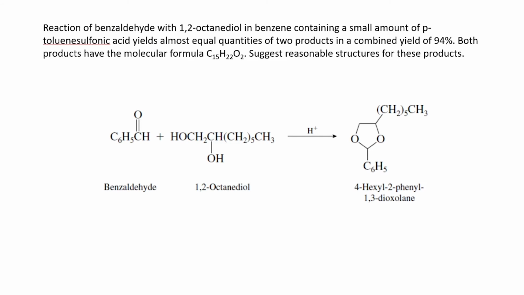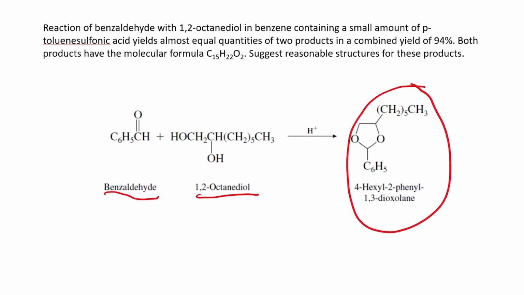So here the reaction is between benzaldehyde and 1,2-octane diol. The benzaldehyde structure is shown here and the octane diol structure is shown here, and it gives you this product. The question here is that you form not one product, but two products, and the combined yield of these two products is 94%. They have exactly the same molecular formula. And so the question is, what are the structures of these products?